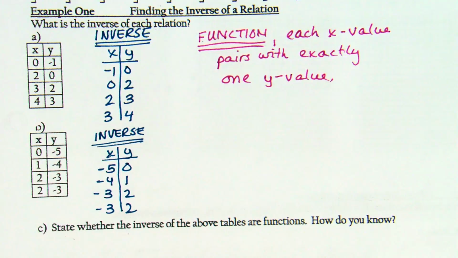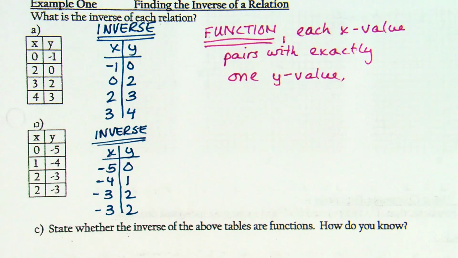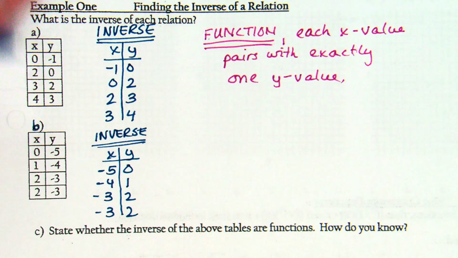Okay, so it's just kind of your reminder of how we know if something's a function. Each x value pairs with exactly one y value. Okay, what about, it looks like a C. I keep wanting to say C, but there's actually, what about B? Is that inverse a function?